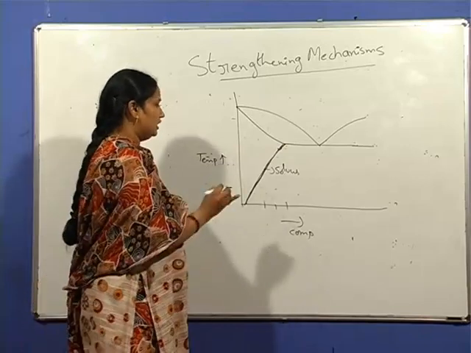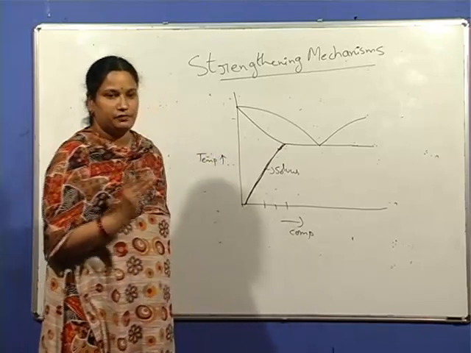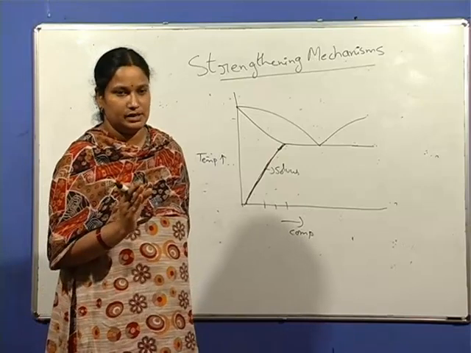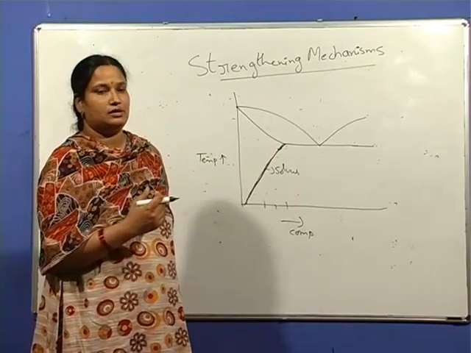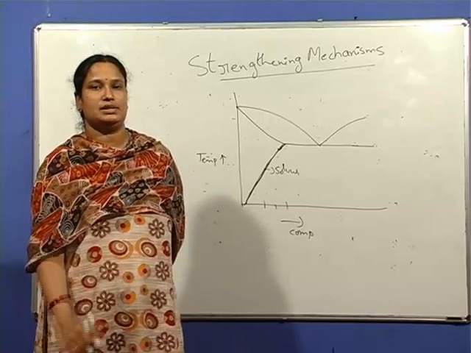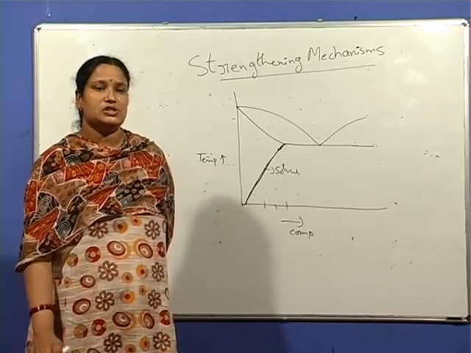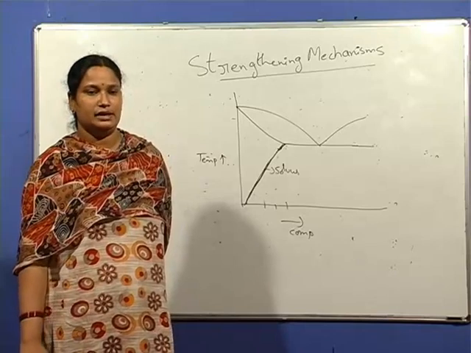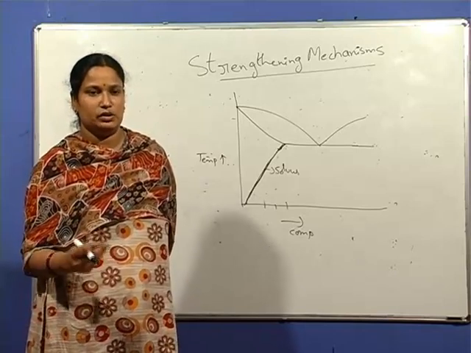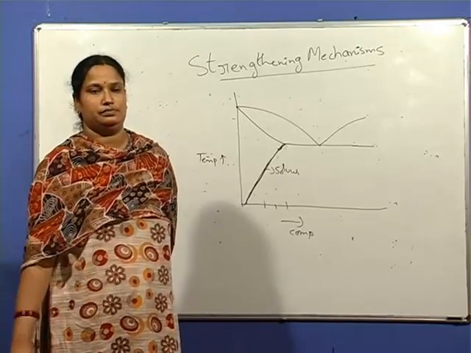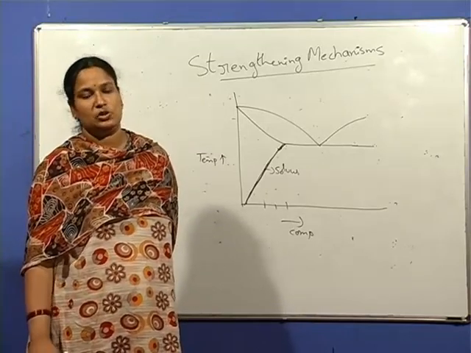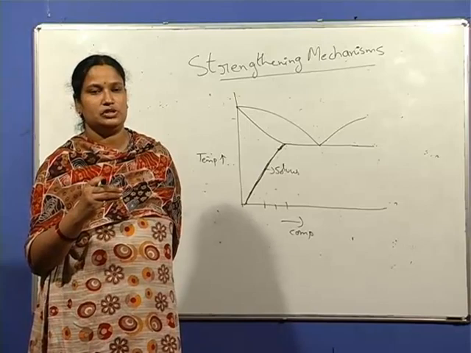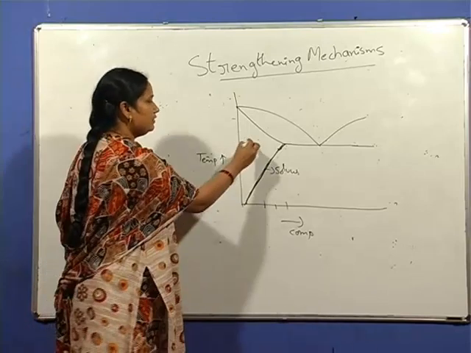So initially, the first part of this precipitation hardening is that the alloy is to be solutionized. It should be given a treatment known as solutionizing. This solutionizing treatment is mainly given so that all the solute goes into the solution. So homogenization takes place. The solute goes into the solid solution and it is in a single phase.